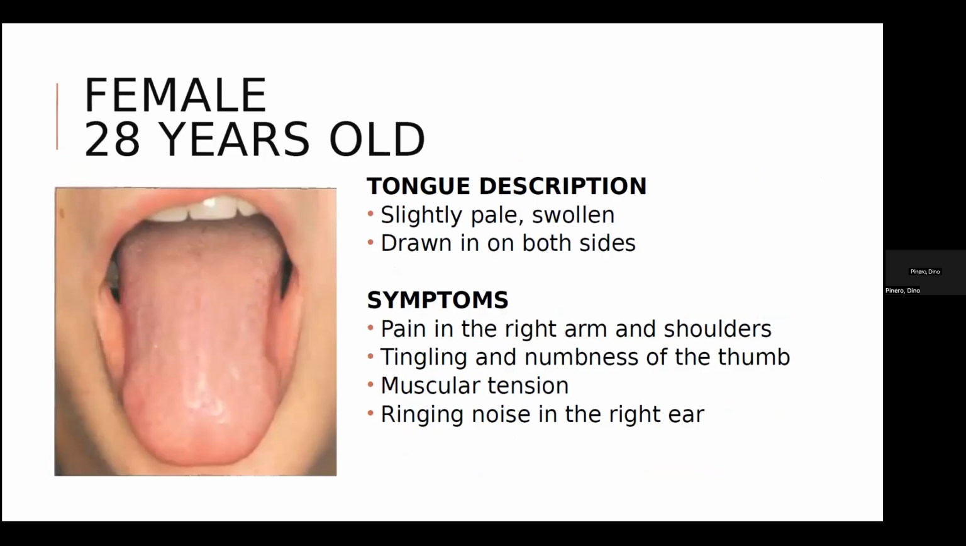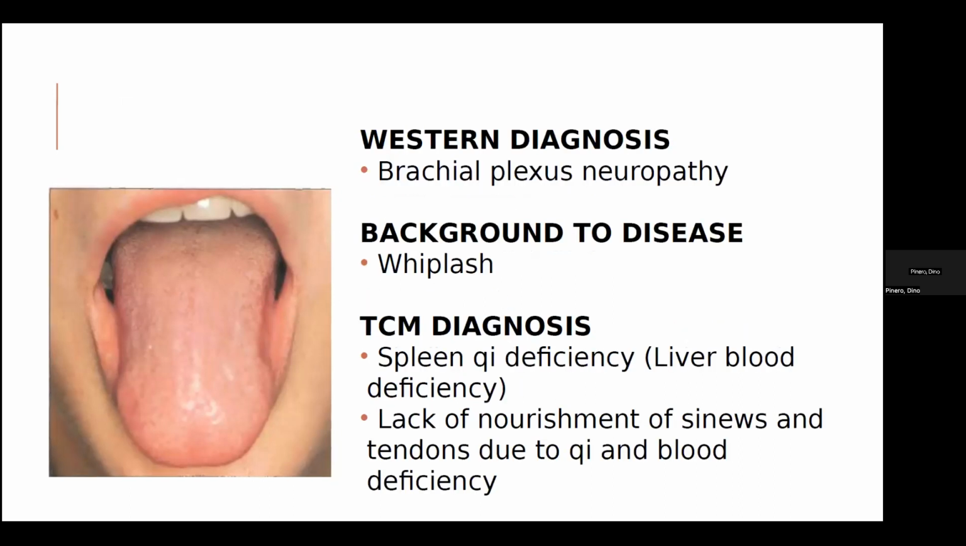The next case is a female, 28 years old. Ang tongue description niya is slightly pale, swollen siya, drawn in on both sides. So, yung sides kung nakikita niyo may papasok po na konti. And yung symptoms naman, meron siyang pain in the right arm and shoulder, may tingling and numbness of the thumb, may muscular tension, ringing noise in the right ear. Sa Western diagnosis, meron siyang brachial plexus neuropathy. Okay? So, mag-check natin sa tongue. And yung background ng disease, nagkaroon siya ng whiplash. Accident po ito na push po yung head backward. And sa TSM diagnosis, spleen qi deficiency, meron siyang liver blood deficiency, meron siyang lack of nourishment of the sinews and tendons due to qi and blood deficiency.